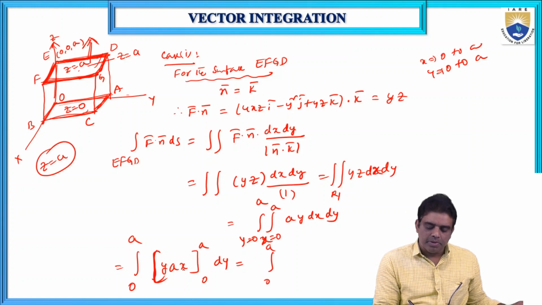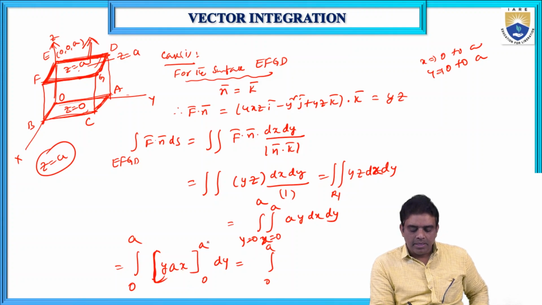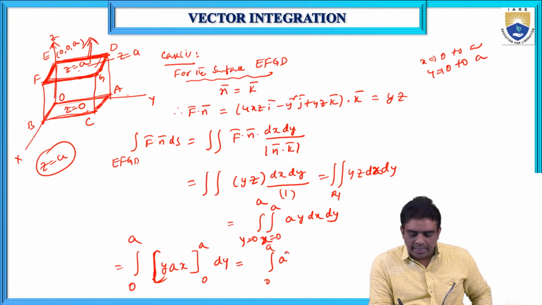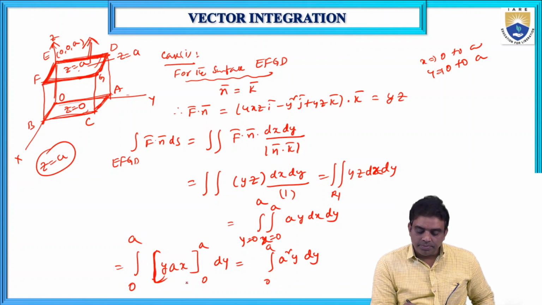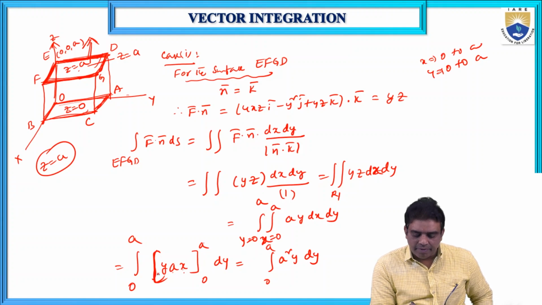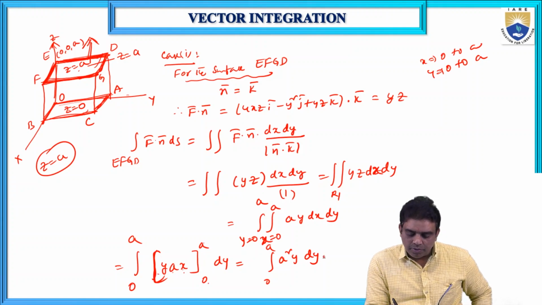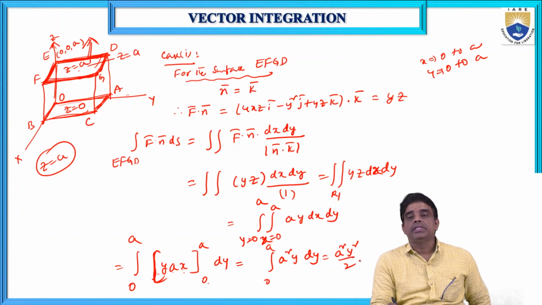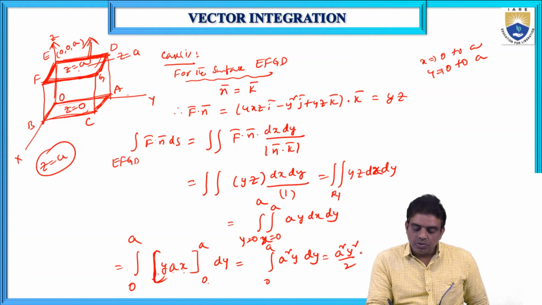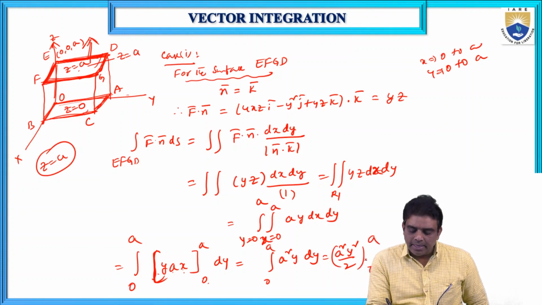I am writing a instead of x. So a minus 0, that means what? a square y dy. Am I right? This is the integral dx, with upper limit a square y and lower limit 0. So what is the integration? a square into y square by 2, integration with respect to dy. So the limits are 0 to a, that is equal to a power 4 by 2.